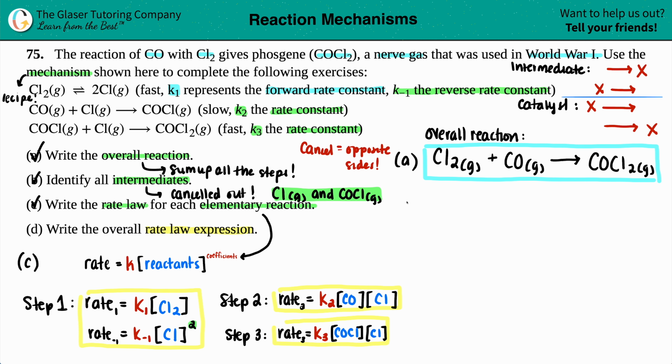Yes. Now we're going to do letter D. And as I'm thinking of the movie, I might be going in and out of an English accent, so I apologize for that. But it might be more appeasing. I don't know. Anyway. All right. So, write the overall rate law expression.